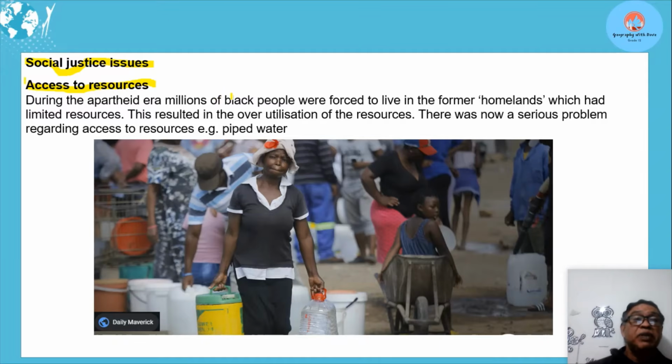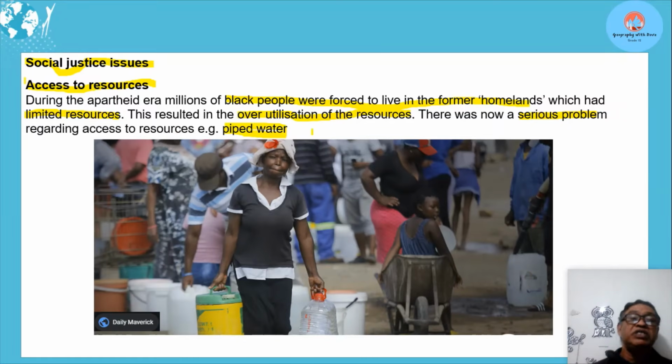But black people, especially the black South Africans, were forced to live in former homelands, which had limited resources. And this is the biggest part of our problem of lack of resources, because it resulted in overutilization of resources. I know the homelands don't exist anymore, but many of those areas still have serious problems regarding access to resources. Example, piped water.